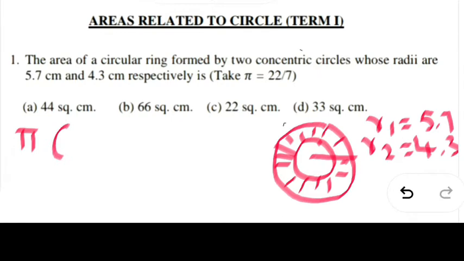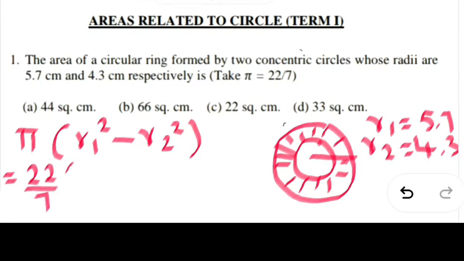So, the area of the circular ring is pi into R1 square minus R2 square. So, here what is the answer? 22 by 7 into 5.7 the whole square minus 4.3 square. In order to calculate 5.7 square minus 4.3 square, you can use the algebraic identity A plus B into A minus B, which is A square minus B square.